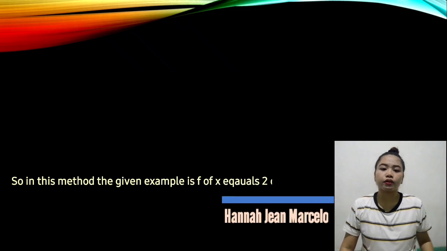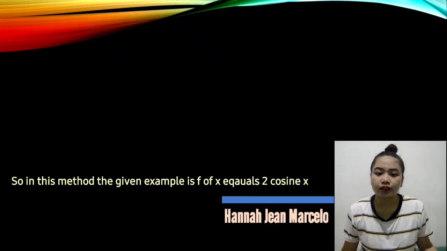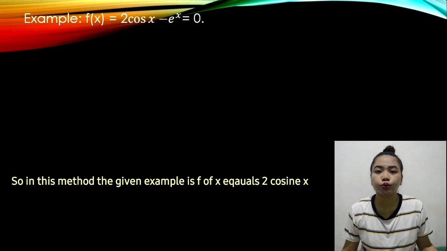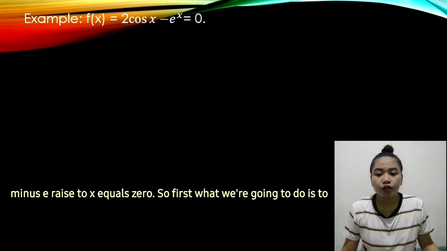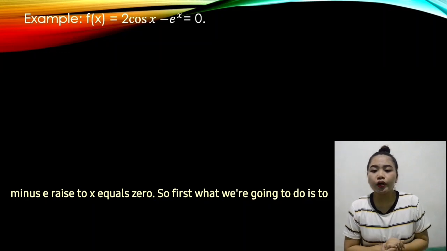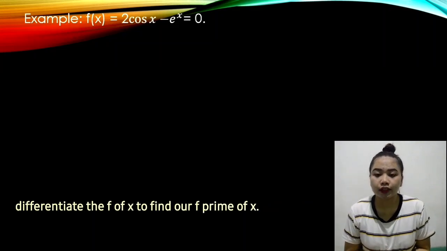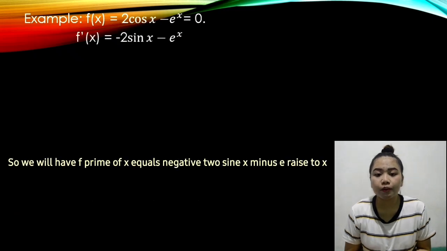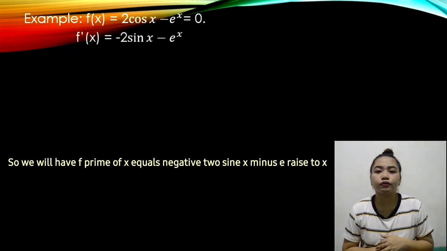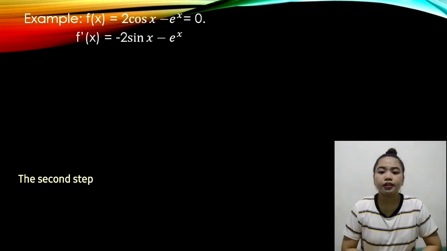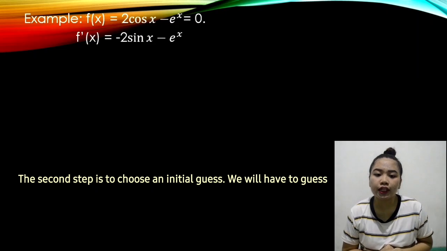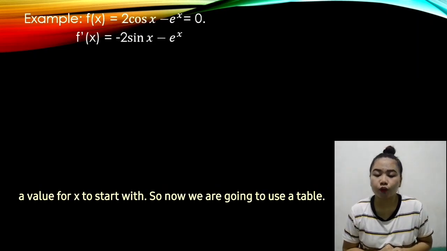So, in this method, the given example is f of x equals 2 cosine x minus e raised to x equals 0. First, what we are going to do is differentiate f of x to find our f prime of x. So we will have f prime of x equals negative 2 sine x minus e raised to x. The second step is to choose an initial guess.